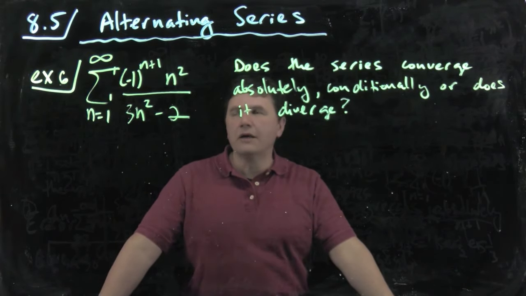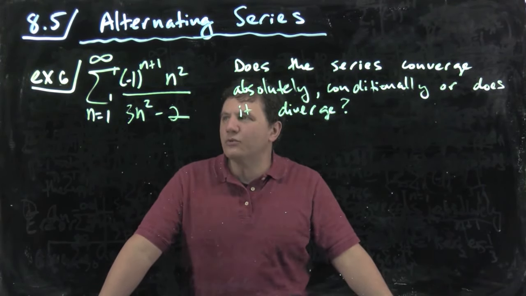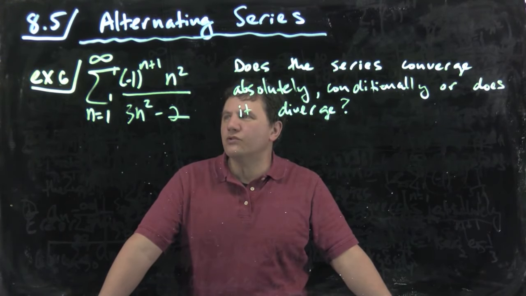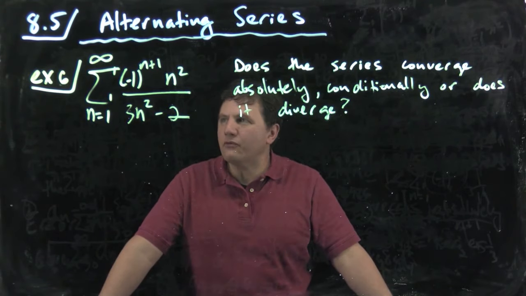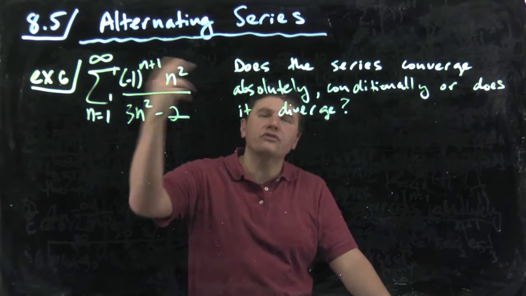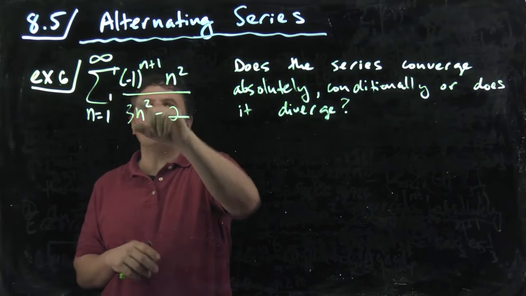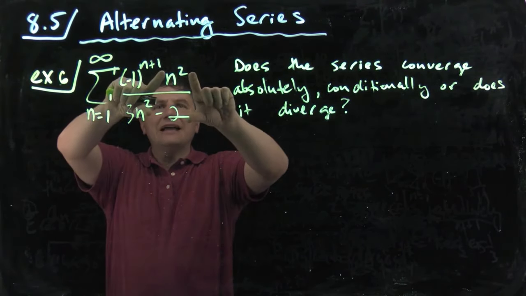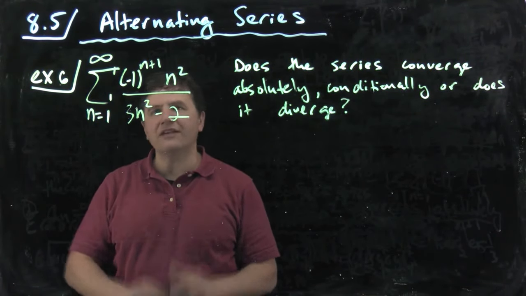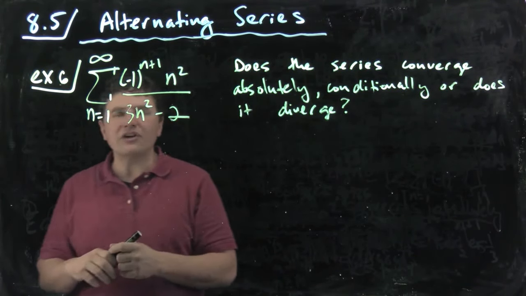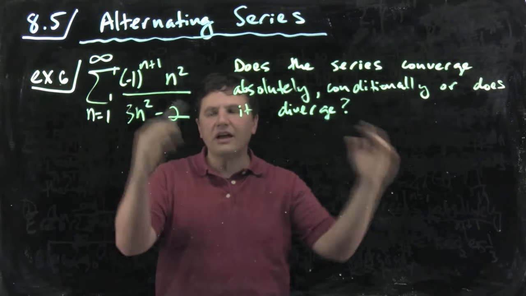Okay, final example for the day, example 6. You probably guess what this is going to do. Just a reminder, example 4 converged conditionally, example 5 converged absolutely. So of course this is going to diverge. And you can see it right away. Like I said, when it has an alternator, it's very simple. If that other term goes to 0, it will converge by the alternating series test. If it does not, it's simply going to diverge. It doesn't matter if we're talking about absolute convergence or conditional convergence, it just diverges.